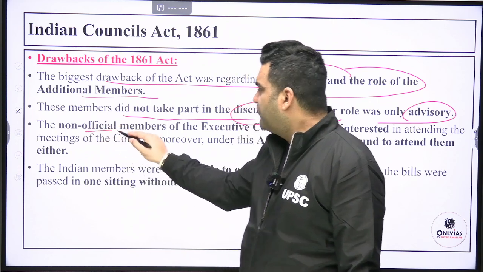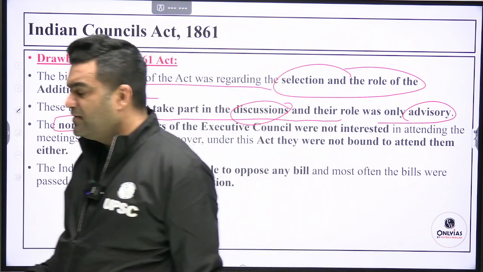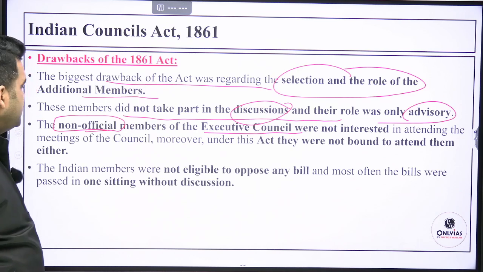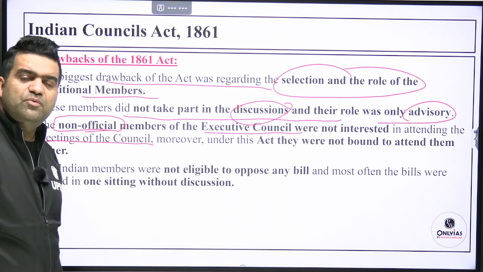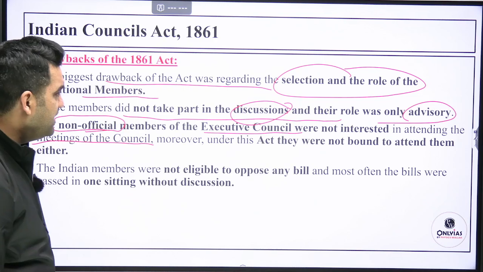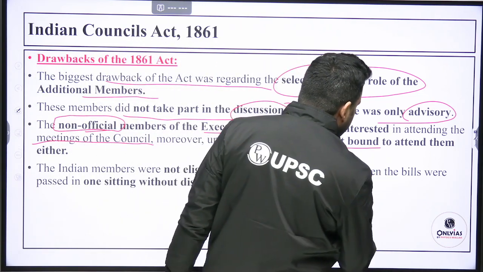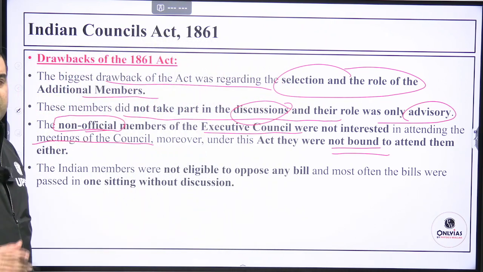The non-official, as the name tells you, they are non-official in nature, right? The non-official members of the Executive Council were not interested in attending the meetings of the council because they were non-official in their capacity. So there is no point in them attending the meeting. Under this act, they were not bound to attend. They were not bound to attend. Raja of Banaras, etc., they were least interested. Okay, they were merely happy with the title.